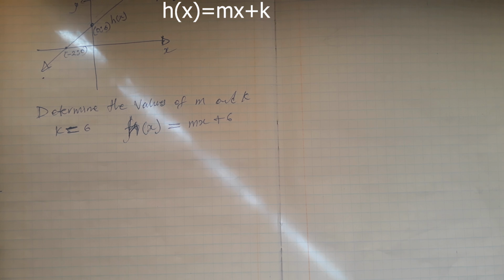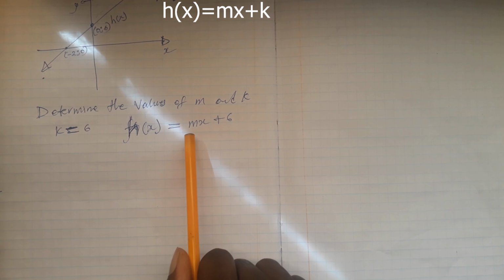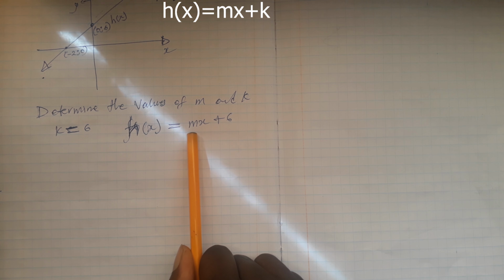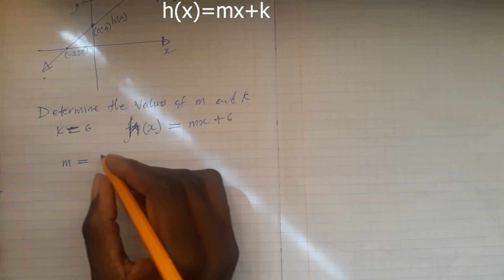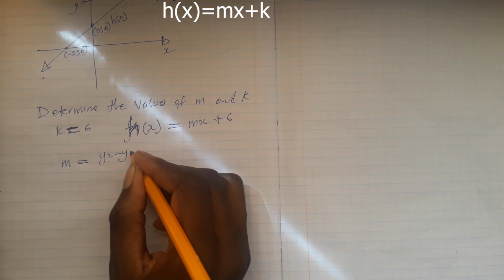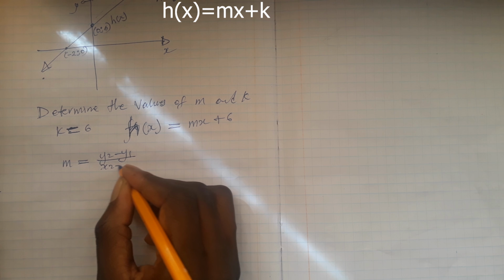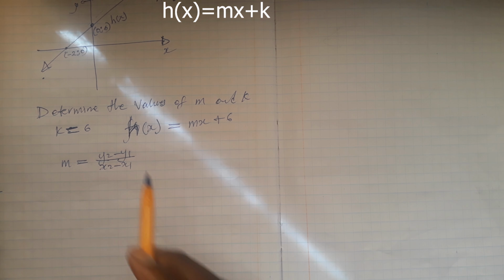And then how do we get the value of m? Since we said this is an increasing function, it means that the gradient is going to be positive. So how do we calculate the gradient? In the previous video, I explained how we can find this value. m is equal to y2 minus y1 divided by x2 minus x1. Remember that for y2 minus y1, or x2 minus x1, you just decide which coordinate you want to name coordinate 1 or coordinate 2.